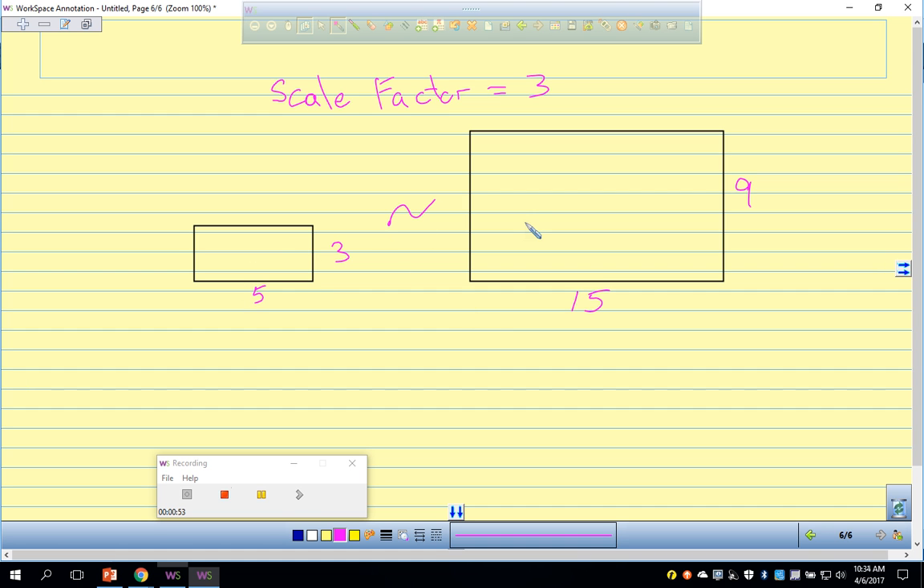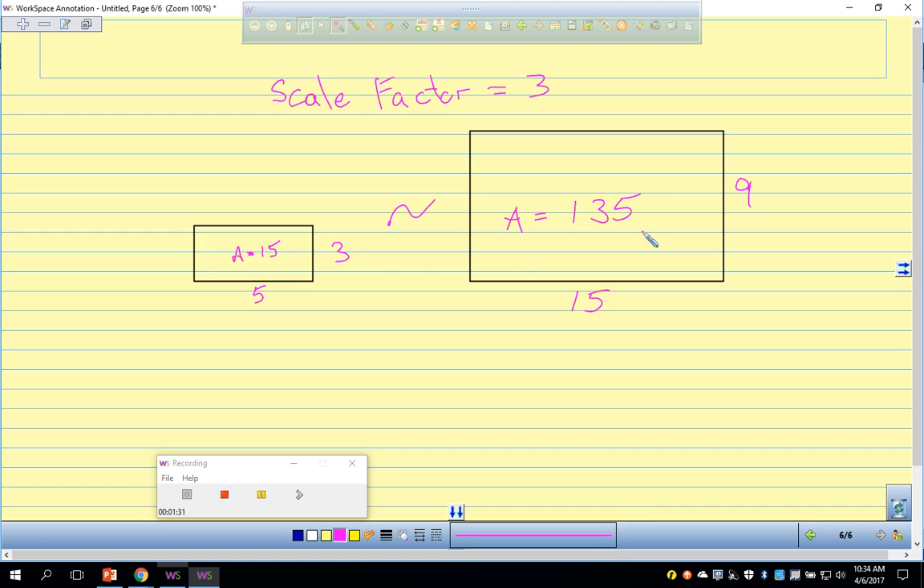So if the sides get bigger by 3, how much bigger does the area get? It gets 9 times as big, right? The area of this is equal to 15. But the area of this is equal to 15 times 9, which is a big number. 45 plus 135, right? So the area of this is 135.